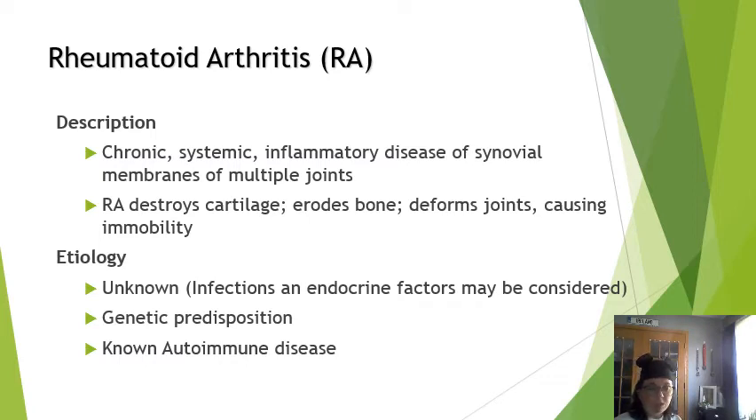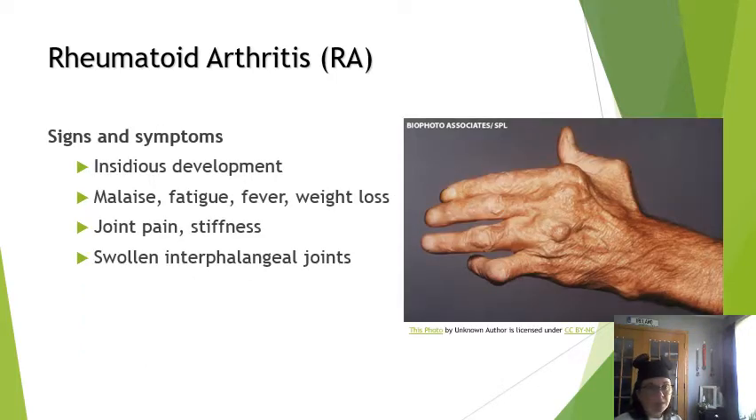Cause is unknown, though infections and endocrine factors can be considered. Some people are genetically predisposed to RA, and it is a known autoimmune disease. RA is another slow developer. It starts with malaise, fatigue, fever, weight loss, joint pain, stiffness, and then swelling, especially in the interphalangeal joints, that's joints of the hand.